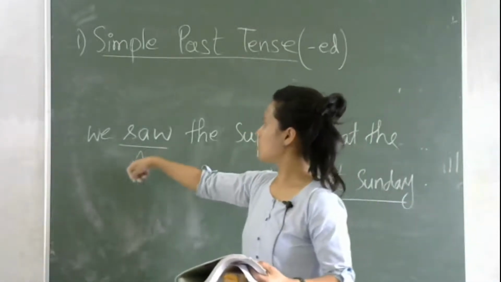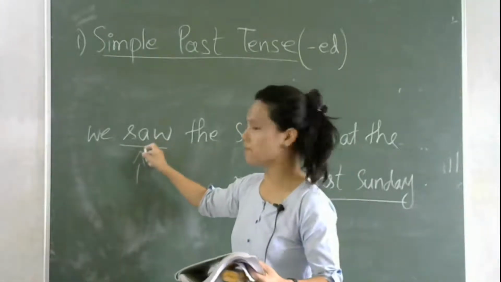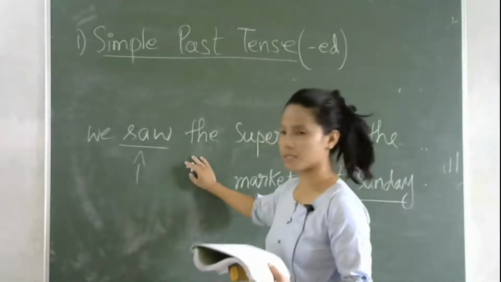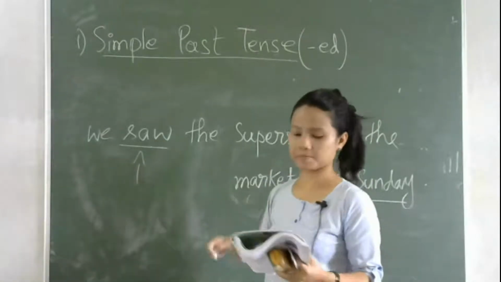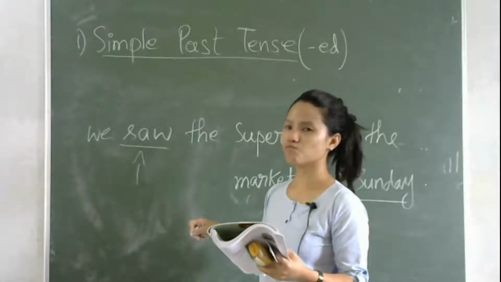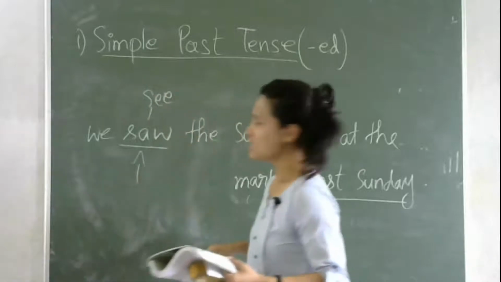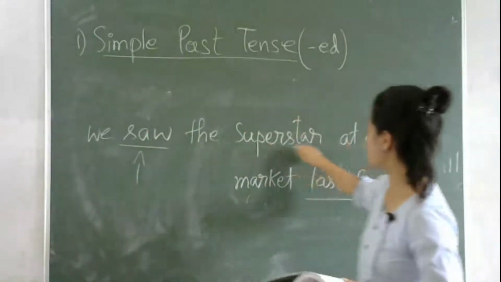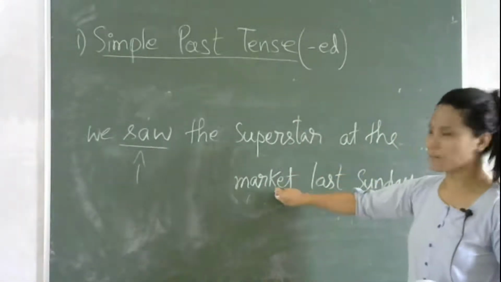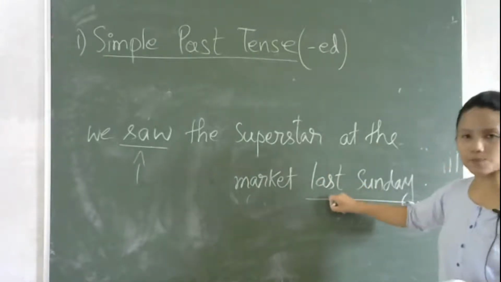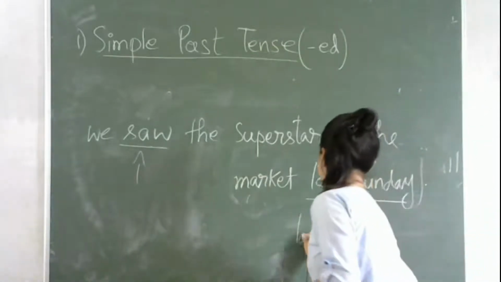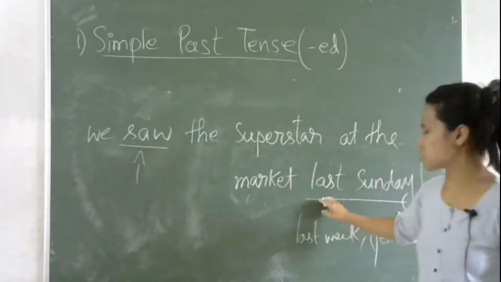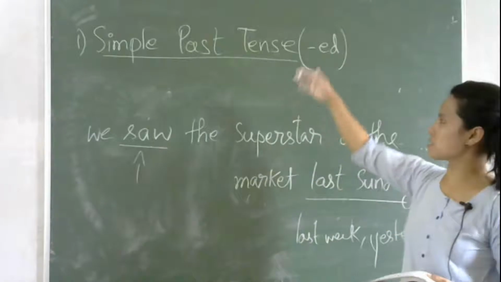What is the verb here? Or what is the first form of the verb? Can anyone tell me the first form of the verb "saw"? Those who can, you can tell me. No one? Okay. Whoever got it, very good, it's right. So saw is the second form of the verb see. So we saw the superstar at the market last Sunday. When did we see the superstar? At the market, when? The time is last Sunday. So here a time expression is given. It may be last week, it may be yesterday. The time expression gives a specific time. Okay, this is the simple past form.